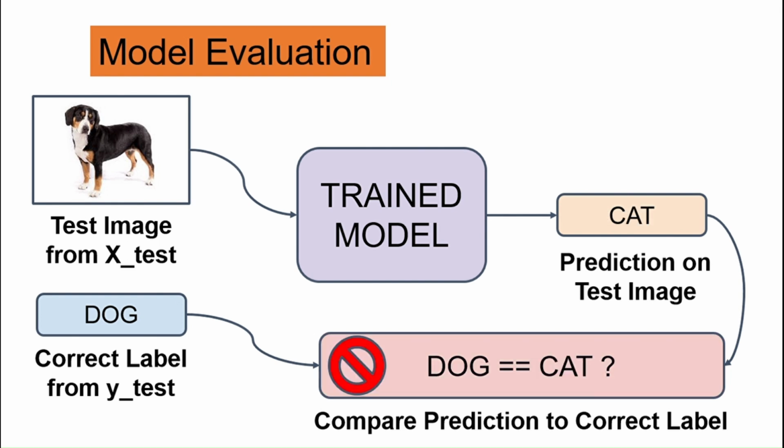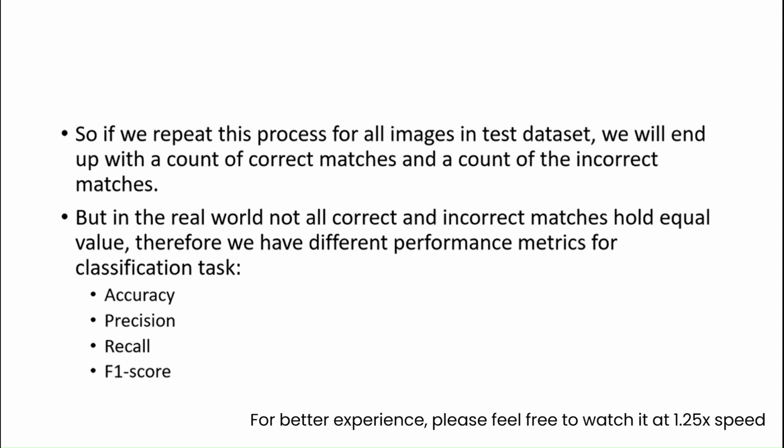However, if the model returns cat, that would be incorrect. So there are only two possibilities. Either you are right or wrong, correct or incorrect. So if we repeat this process for all images in the test dataset, we will end up with a count of correct matches and a count of the incorrect matches.